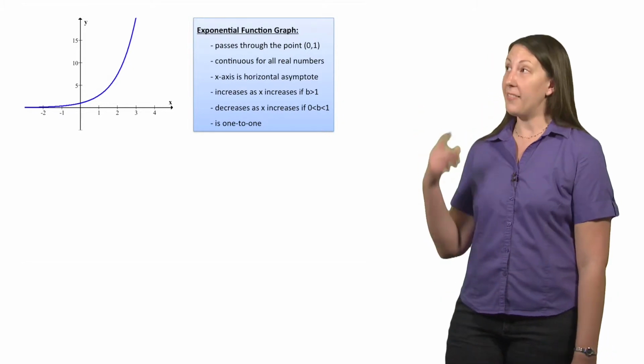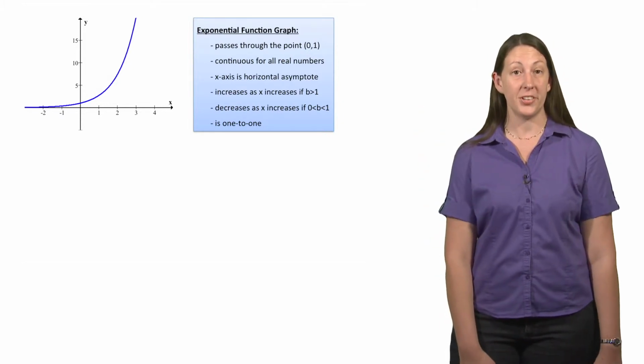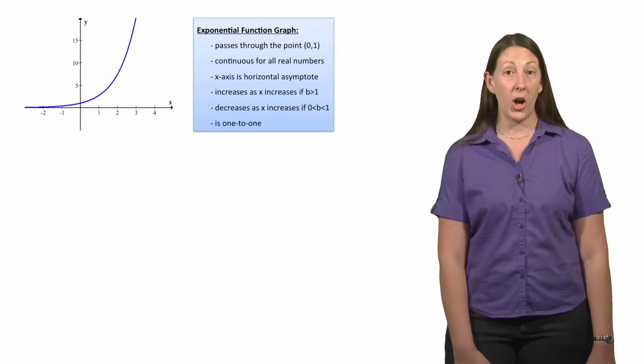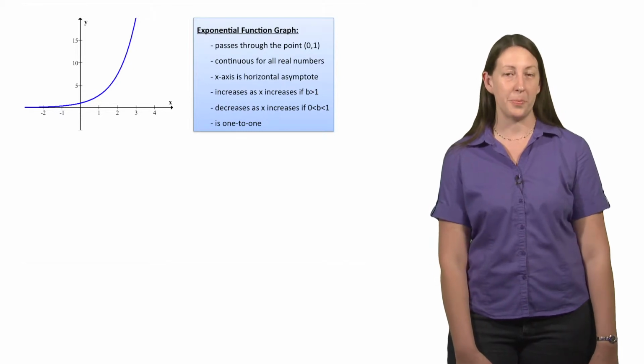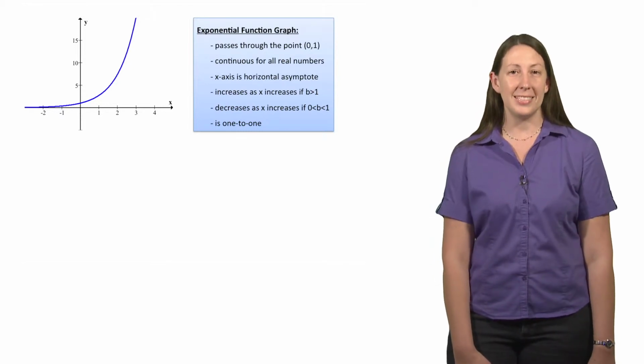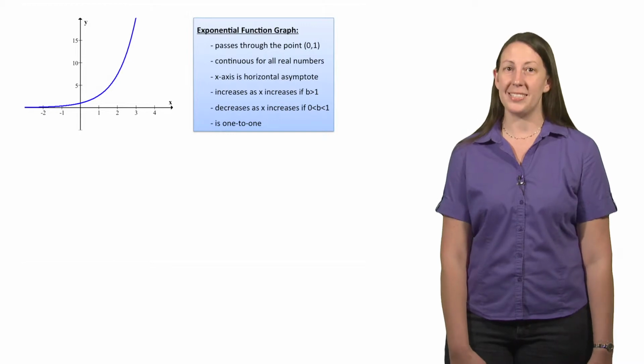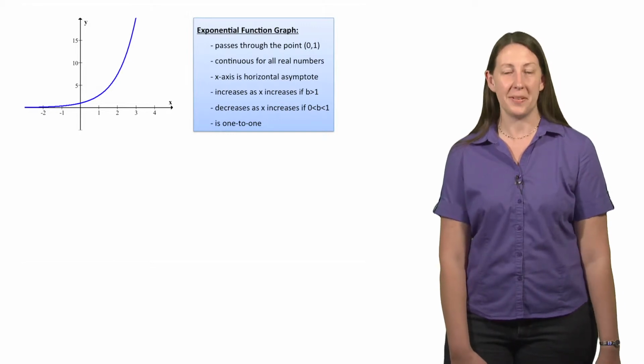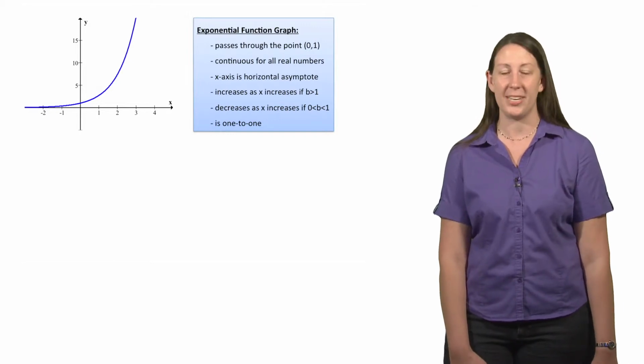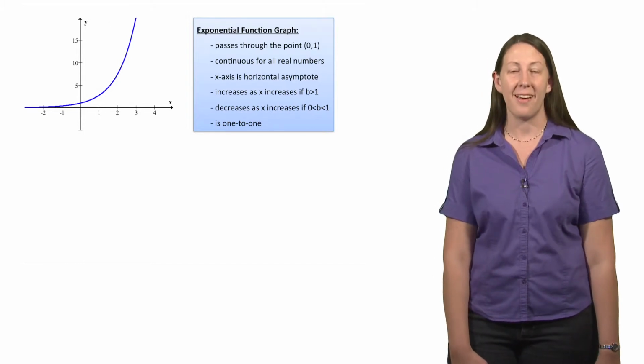Notice here, I've listed some properties of the exponential function graph. One of the key properties is all exponential functions go through the special point (0, 1). This is because anything raised to the 0th power just gives you a 1, and that's why that special point is on all of our exponential functions.